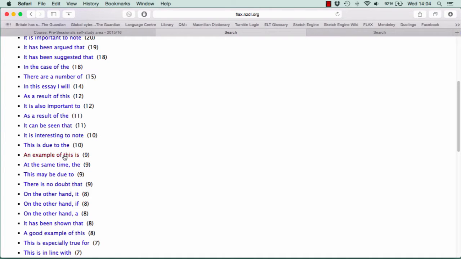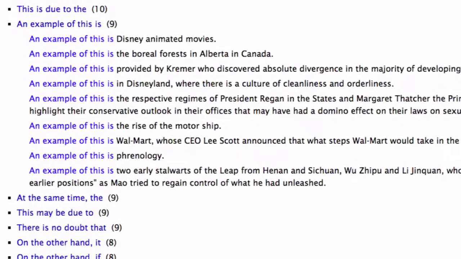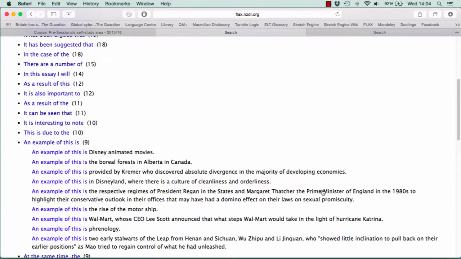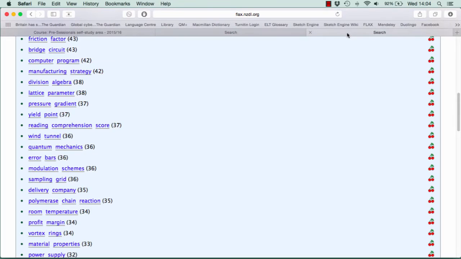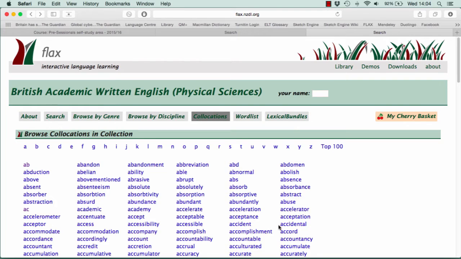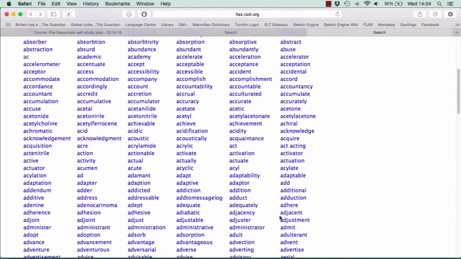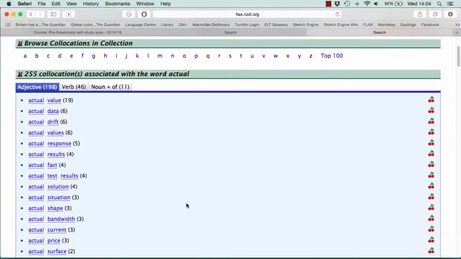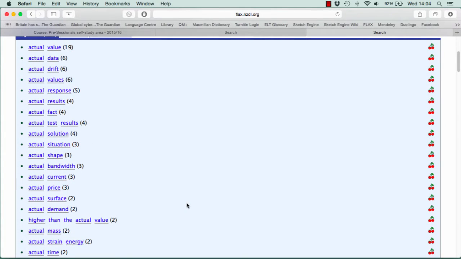We click here, and again it gives us nice clear examples of the use of that phrase in action in this case, social sciences texts. It doesn't appear at all in the physical sciences. Actual is our nearest. A lot more to choose from, as you can see.